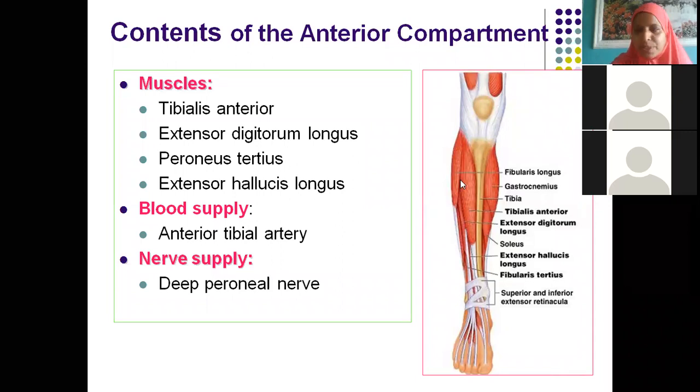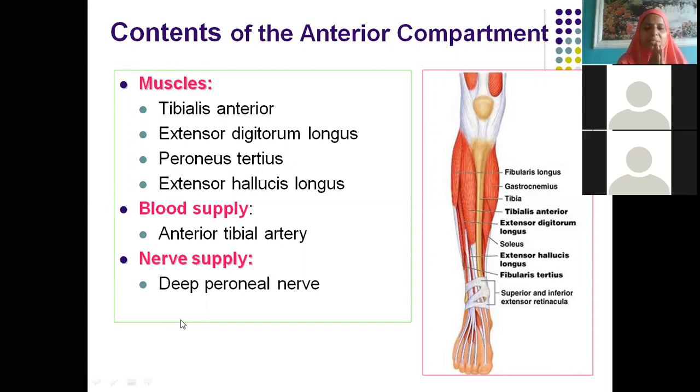What is the branch of posterior tibial? Posterior tibial artery's branch name. Fibular, also called peroneal. Okay, don't worry now. For now, we need this anterior tibial artery and deep peroneal nerve. Deep peroneal nerve is a branch of which nerve? Just now I told you.